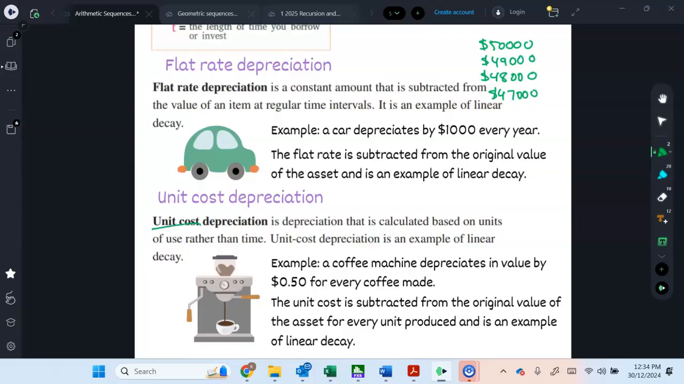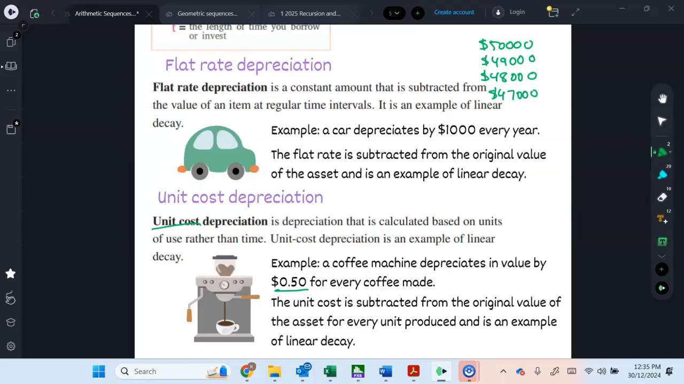Unit cost is based on how many times we use the machine. So here, let's say it was 50 cents for every coffee made. So it's a unit cost depreciation. It's not done per year, it's done per use. So coffee machine is a good example. Every time you make a coffee, that coffee machine depreciates in value. The word depreciate means goes down in value. Appreciate is go up in value.